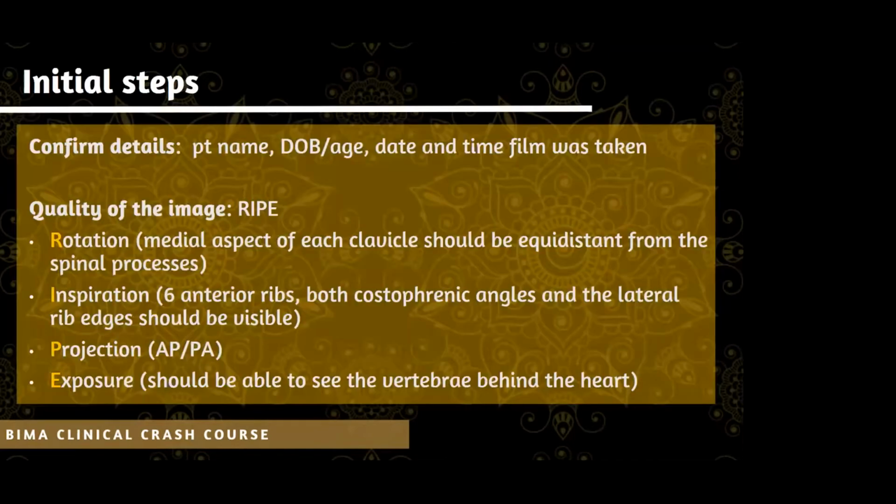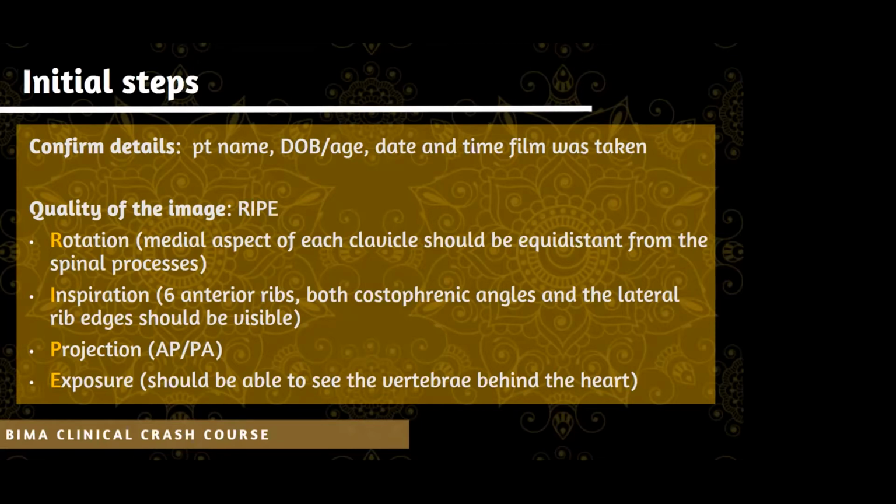So essentially, you want to confirm the details on the radiograph are the same as those of the patient you're expecting the X-ray to be for. Most radiographs have the patient's name, either their age or date of birth, and the time and date the film was taken. That can often be quite helpful because you can track progress of conditions or compare radiographs from one to another. So for example, if you're seeing how a patient's condition has progressed over the last 4 years or something, that could be quite useful. When you're looking at the quality of the image, you can use the acronym RIPE.